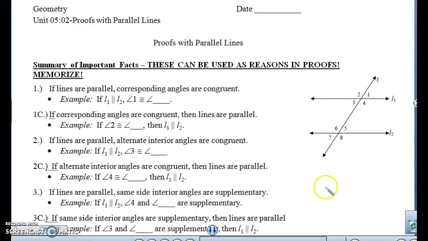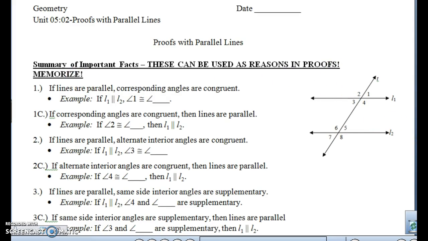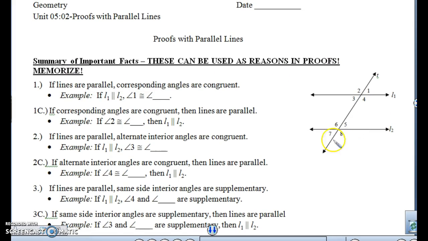This is Geometry, Unit 5, Lesson 2, Proofs of Parallel Lines. It is very, very important to know your angles and what they do when you have parallel lines cut by a transversal. It is important because these can be used as reasons in proofs. You need to memorize these. You should be able to recognize them and be able to apply them. So let's run through them quickly.